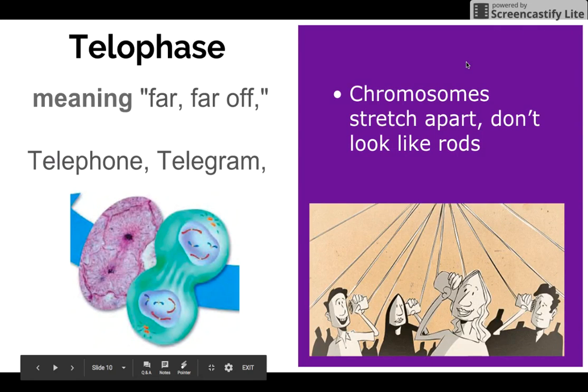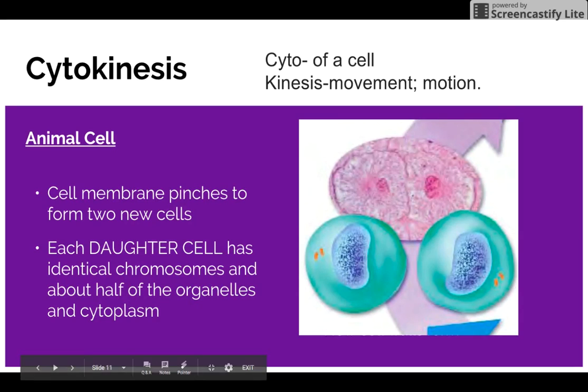All right. So there's our telephones again. Cytokinesis is our last phase. Cyto just means of a cell. Kinesis reminds me of physical science, like kinetic energy, movement, motion. So an animal cell, we're going to do one for animal cell, and then we're going to do plant cell. So in an animal cell, you can see here, they have split. The cell membrane pinches to form two new cells. Each cell has identical chromosomes and half the organelles.